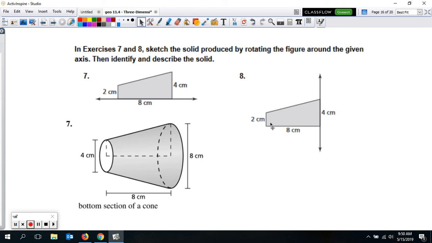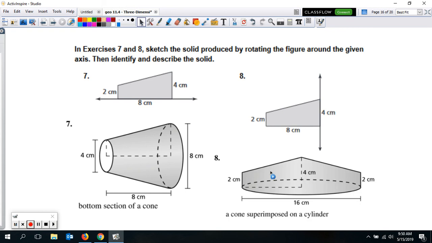This one, you're going to go around this way, so it's going to spin around. So 8 is going to be the radius. You're going to definitely have a radius here. This is going to be kind of a point at the top. So for this one, it's going to look like this. It'll definitely have a round shape here at the bottom, and then a point at the top. And you know what this is? This says the bottom section of a cone, which is what we were talking about.